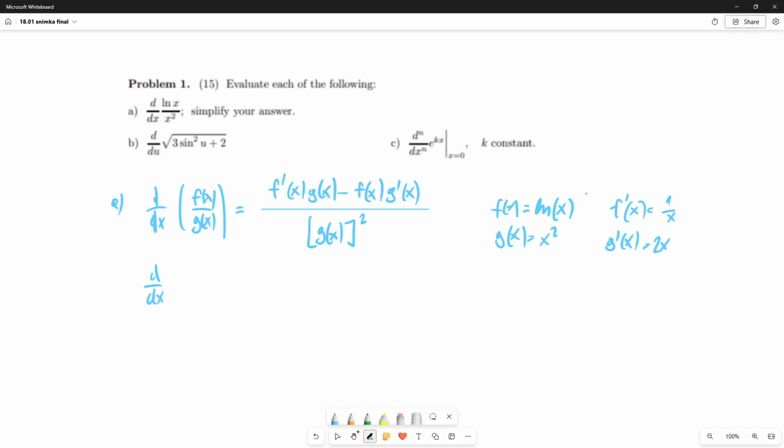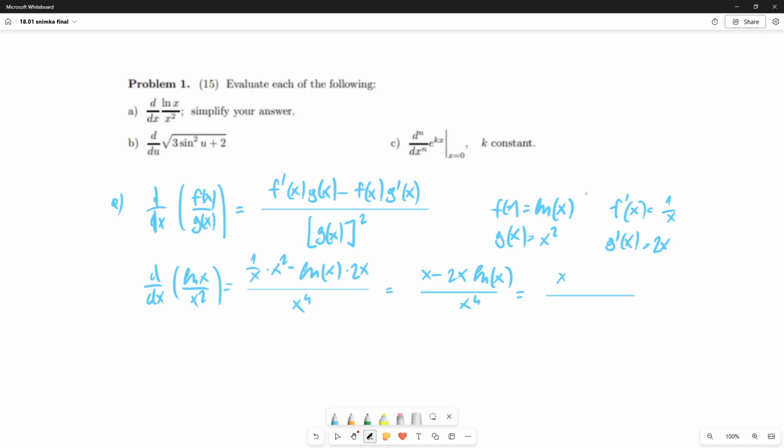Now we'll use this formula to solve our first problem. We plug in the calculated values. We have x to the power of 4 over here. We have 1 over x times x squared minus ln of x times 2x. So this is x minus 2x times ln of x over x to the power of 4.